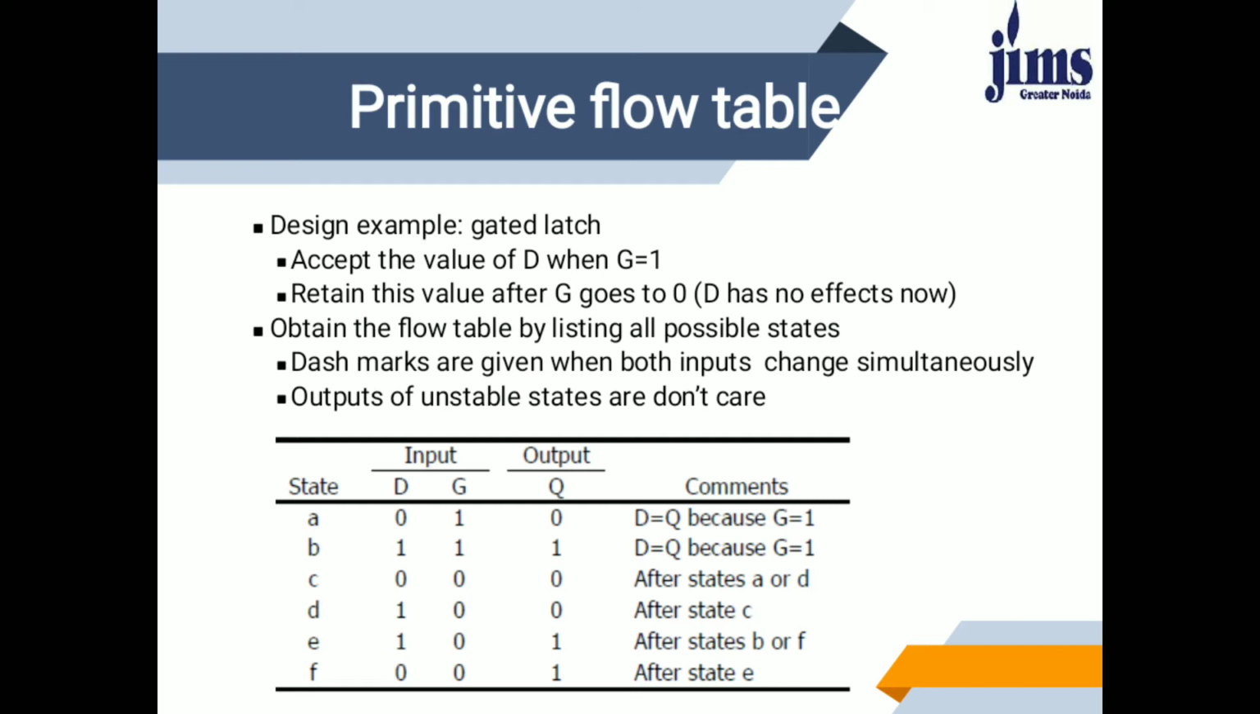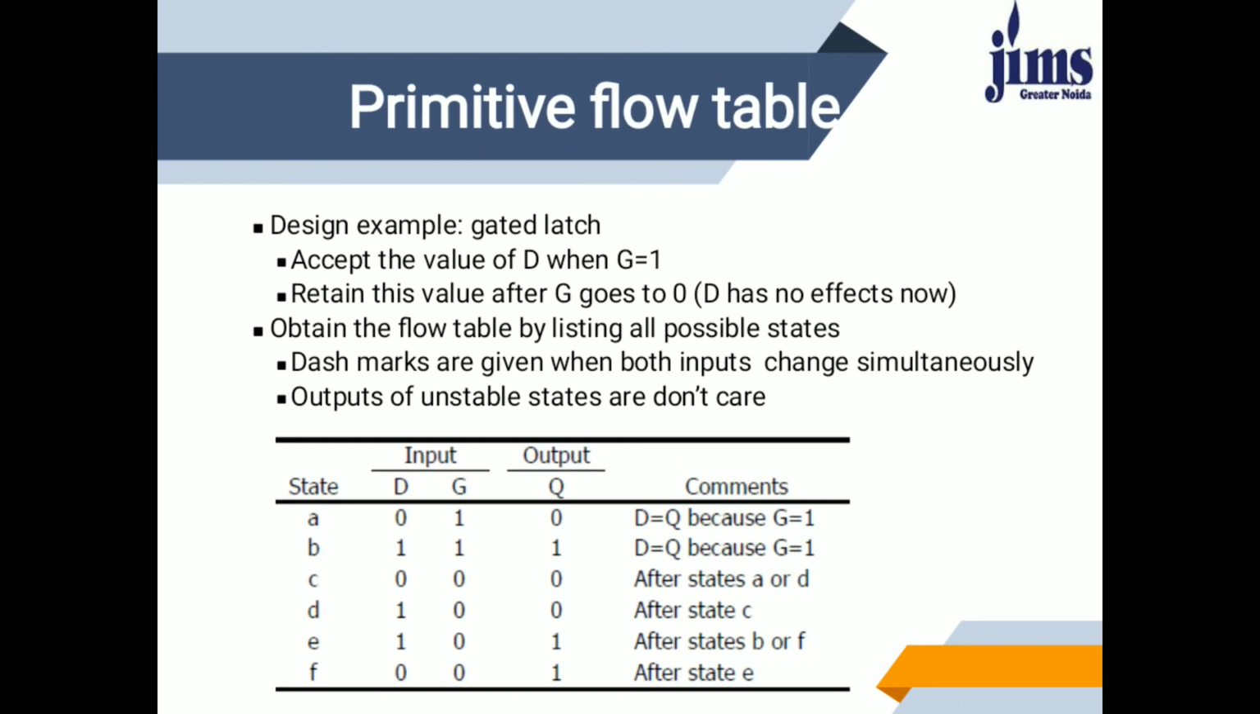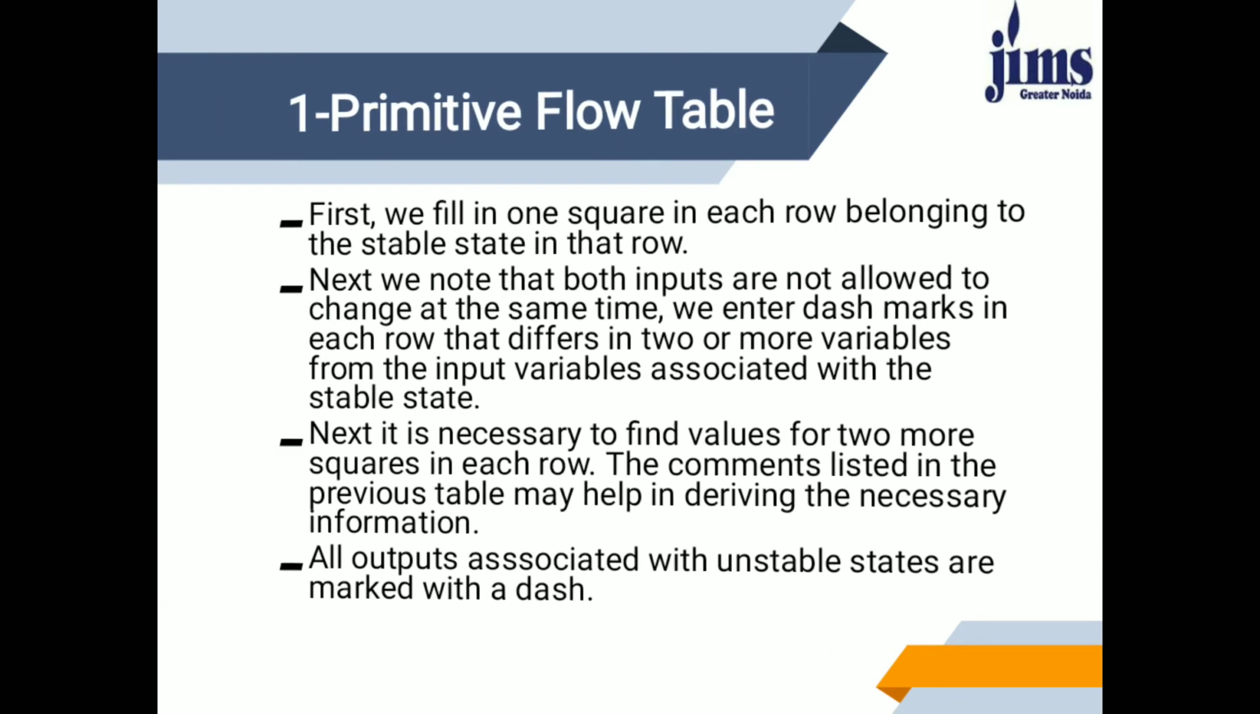In the comments, as you can see, if D equals Q, this will be because of G equals 1. It's another input. If the gate value is 1, then D will be the output. In this, you can see that after states A or D, we are defining state C. So this is the condition we can define. We will discuss it later on. First, we will start with the primitive flow table.